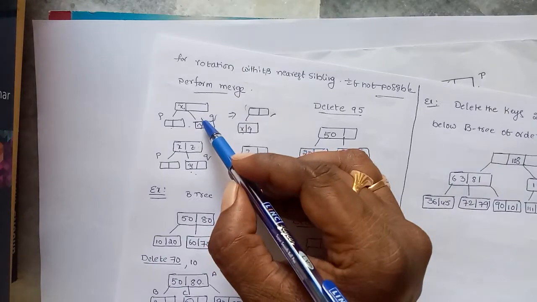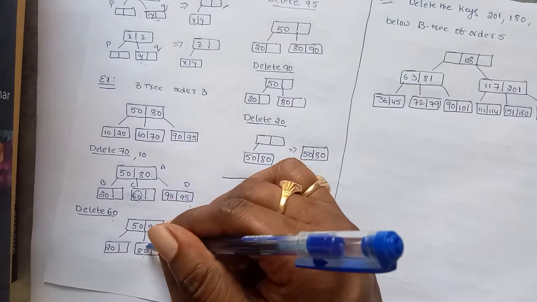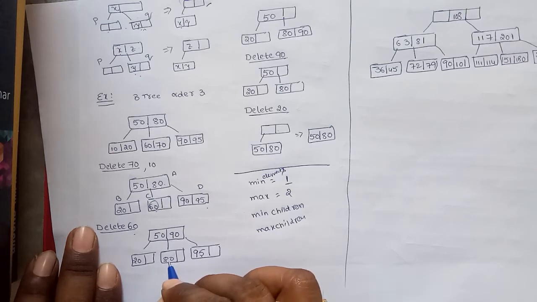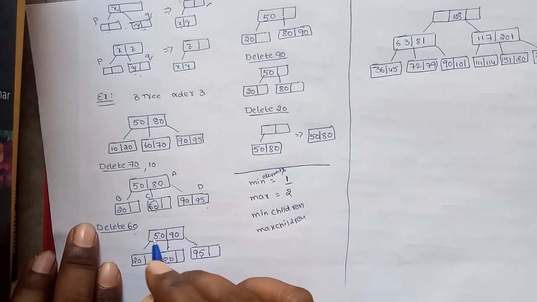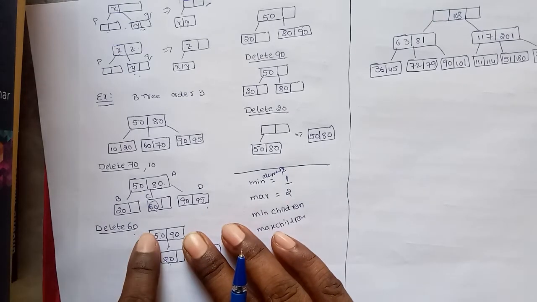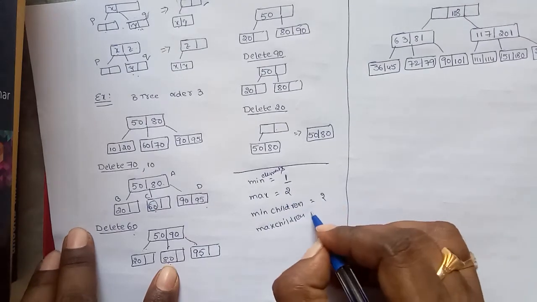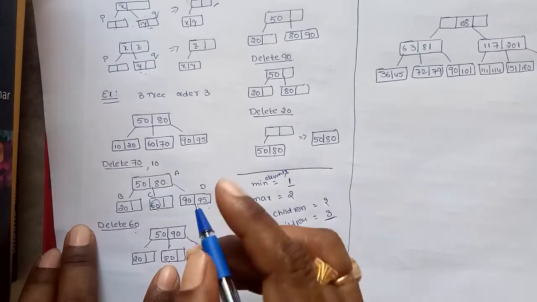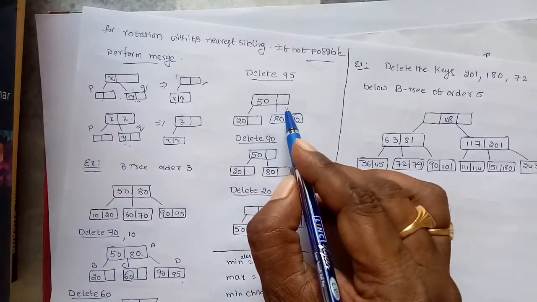So simply see the case. If you are performing merge x and y, so merge 80, 90. That means we have two keys. Then compulsory 3 children are required. If we have 2 keys, 3 children are required. Suppose if you are removing this one, the 2 keys with only 2 children, it is not possible. The minimum children are 2 and the maximum children are 3. So that's why it violates the property. After deleting, perform merge operation of 80 and 90. Now this is the process.